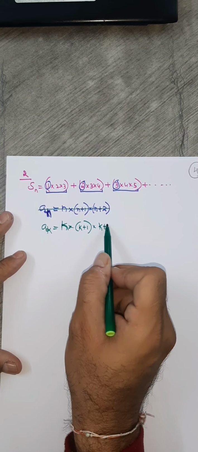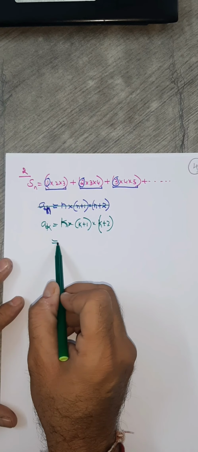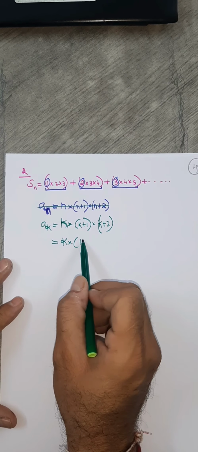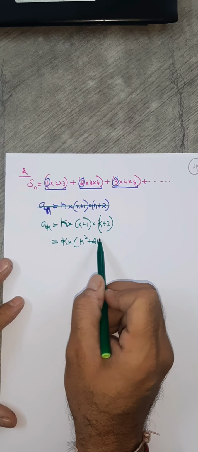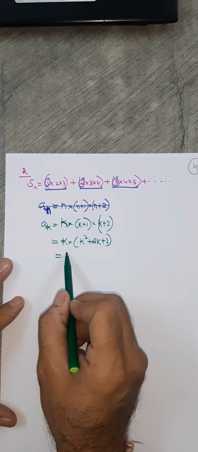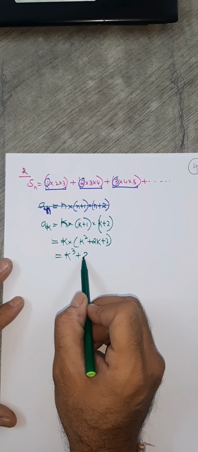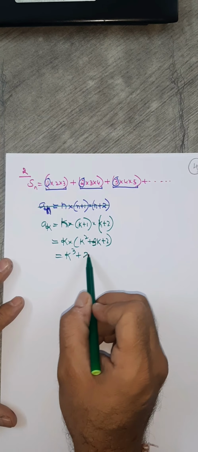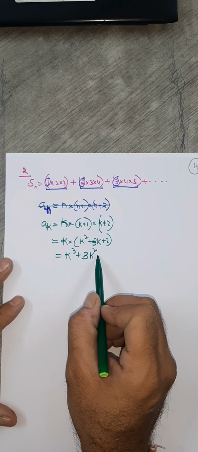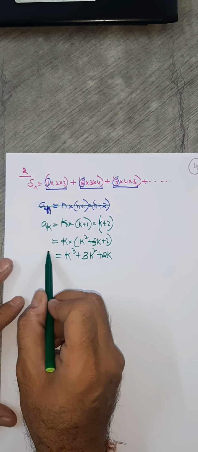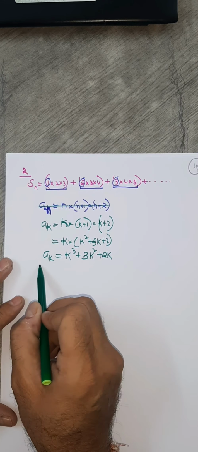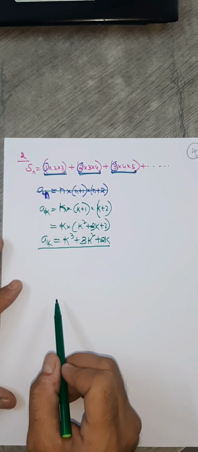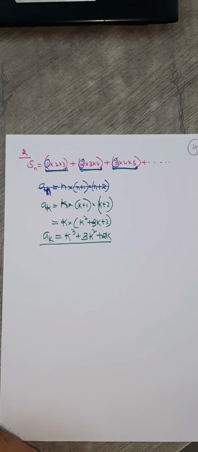Got it? Now, before I go for sigma notation, we'll just simplify this. So k into k square plus 2k plus 2, and take k inside. So what we'll get here? K cube, 3k square, plus finally 2k. This is ak, the kth term. Got it? Put k equals 1, you will get this. Put k equals 2, so you'll get this. This is the nth term, remember. Put k equals 3, so you'll get the third term, a3. We want their summation. That is the question here.